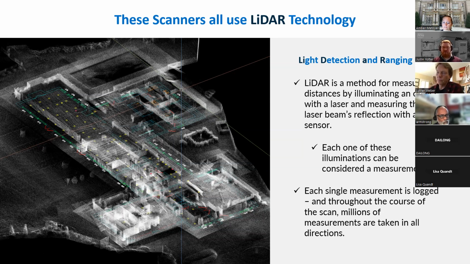It's a method for measuring distances by illuminating an object with a laser and measuring that laser beam's reflection with a sensor. Each one of those illuminations can be considered a single measurement, and each single measurement is logged, and throughout the course of the scan, millions of measurements are taken in all directions. So I'm sure all of you have used a laser disto in some variety at this point. It's millions of those with a single device.